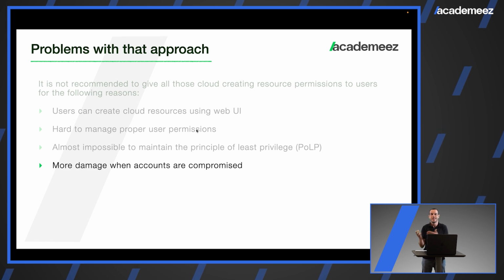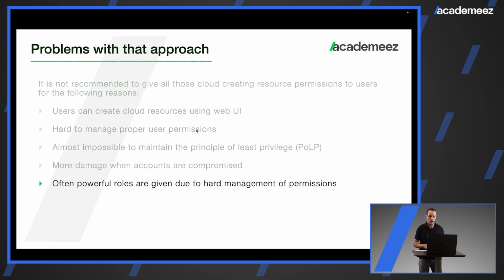Also, developers sometimes leave the workplace. So it's better to keep things at a minimum, keep users in groups, keep the permission in groups. It's easier to revoke and manage user permission that way. Often powerful roles are given due to hard management of permission. If you don't manage the permission properly, things get complex and you simply go to the easier solution of giving a lot of permission, like organization owner, instead of dealing with it properly. So often those powerful roles are an indication of bad permission management.